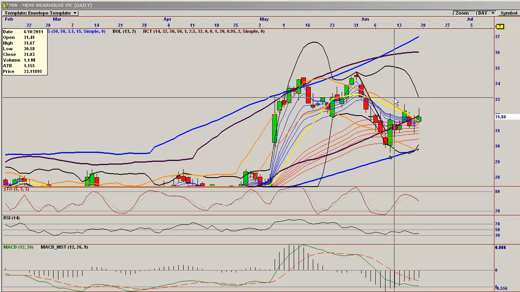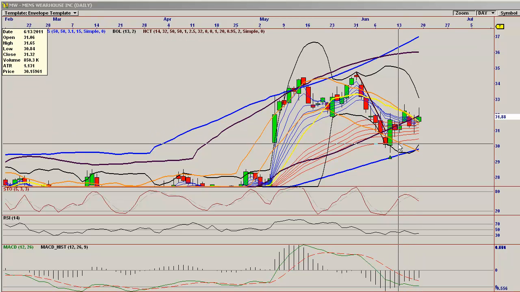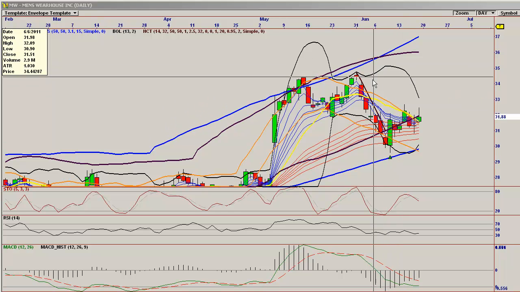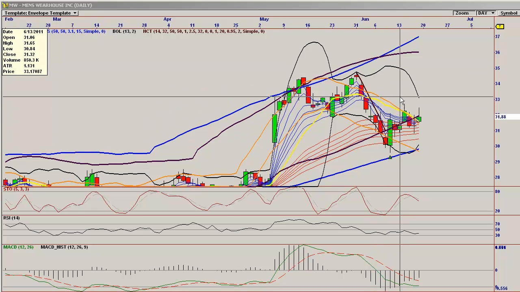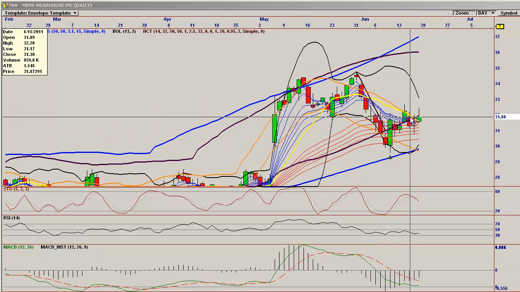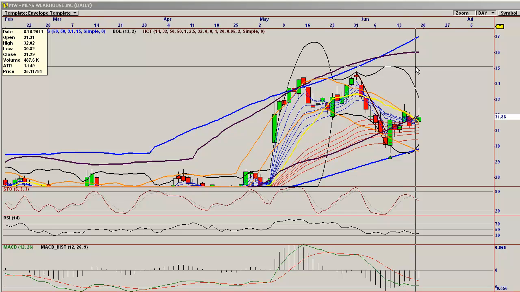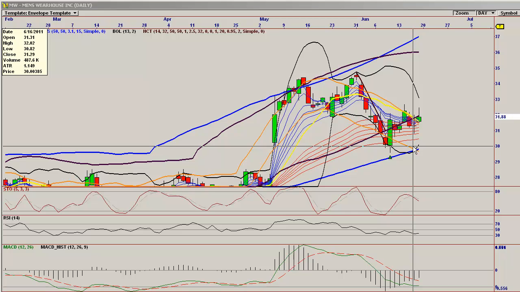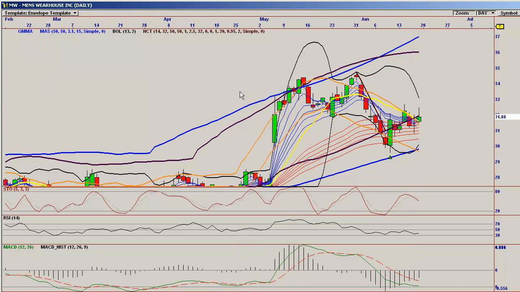And based upon the black box, which is mixed, but it does give us clear signals, I would say that it is a very likely possibility that this is going to go up. However, we may get a dip first down to 30. So, there you have it. There is Men's Warehouse as best as I can read it.